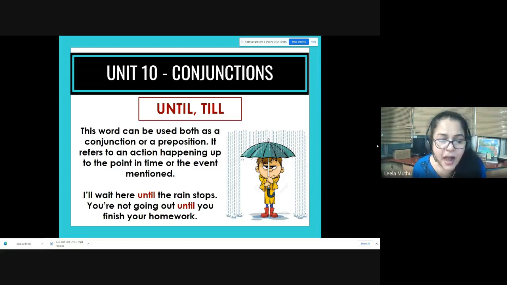Okay. I'll wait here, I'll continue waiting here until the rain stops. An ongoing action of waiting until the event of the rain stopping happens. So I'll wait here until the rain stops. You're not going out ever until you finish your homework. So the action of going out is gone for you until the event of you finishing the homework happens. So you're not going out until you finish your homework. Okay.